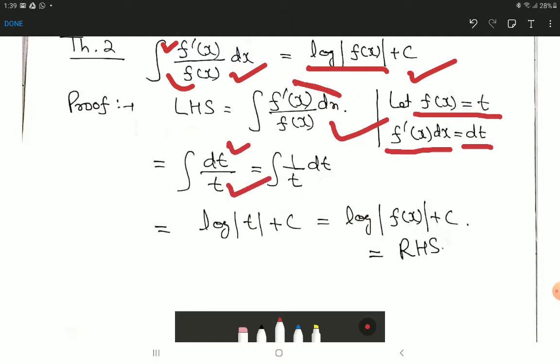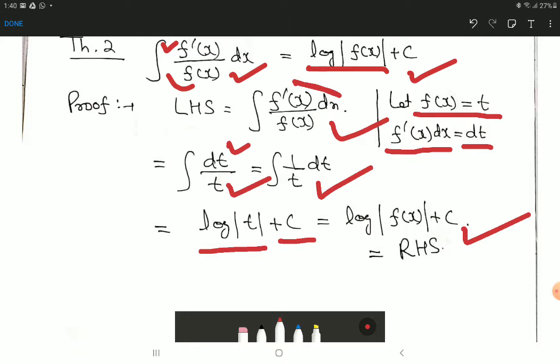Upon f(x) is t. So it is equivalent to 1 by t into dt. Just like integration of 1 by x dx, and you know very well that integration of 1 by x dx is log x. So integration of 1 by t dt will be log t plus c. And who was t? t was f(x). So it becomes log of f(x) plus c, which is our right hand side.